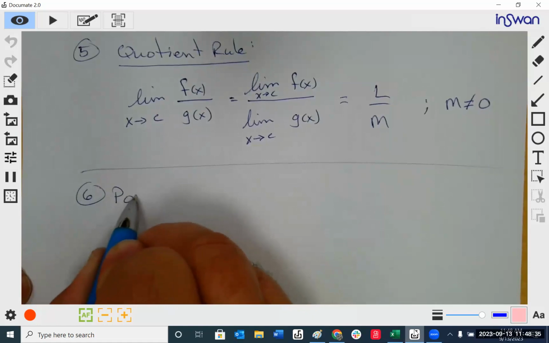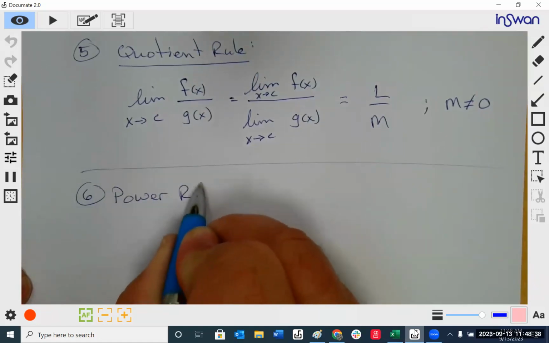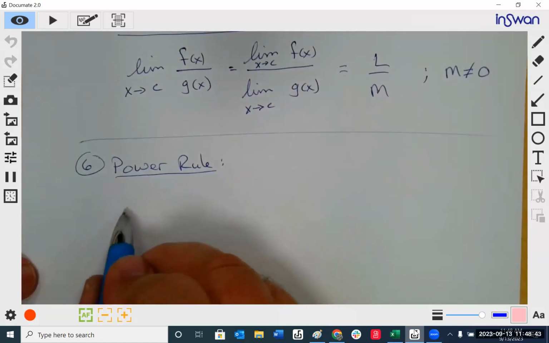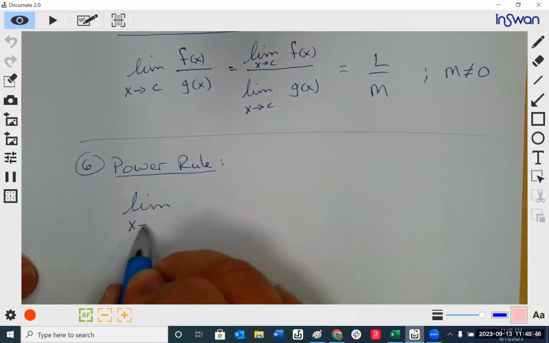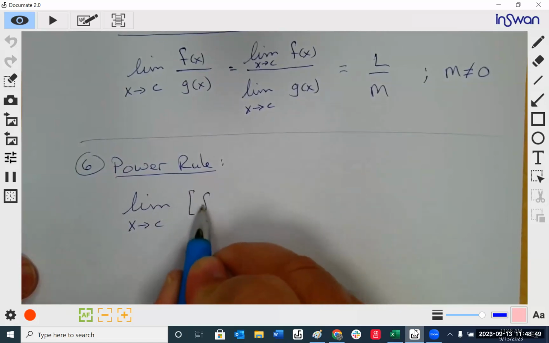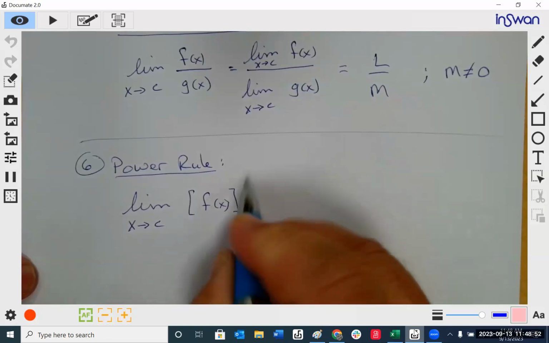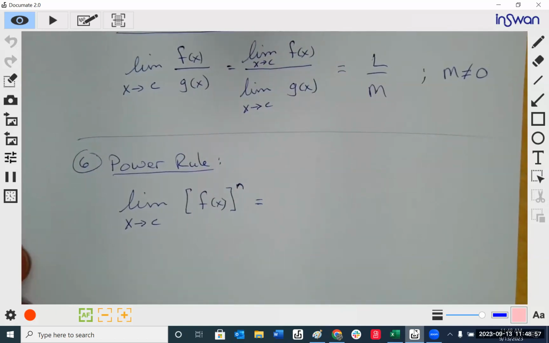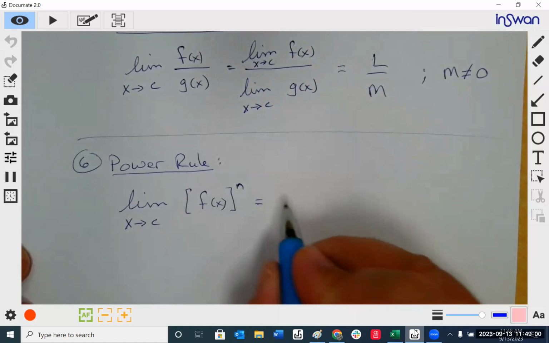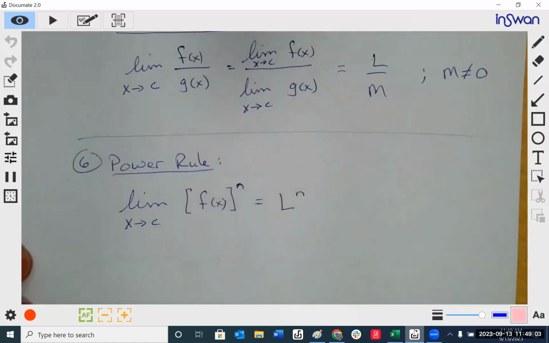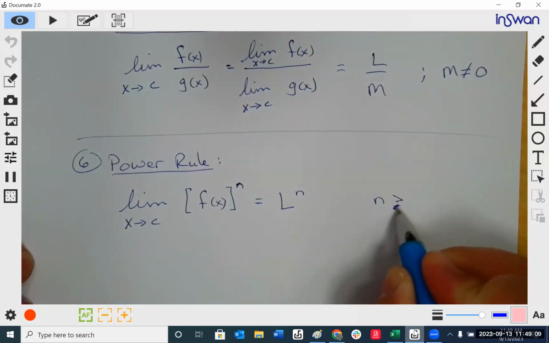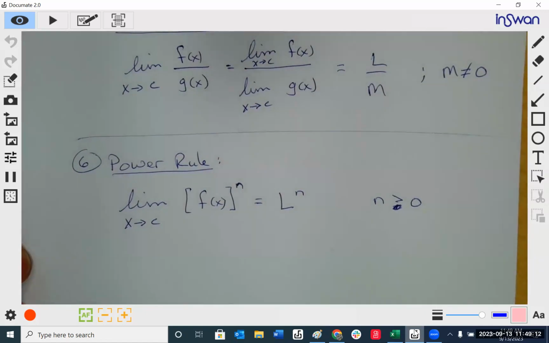The next one is the power rule. The limit as x approaches c of f of x raised to some power n is equal to L to the power n. And n is an integer.